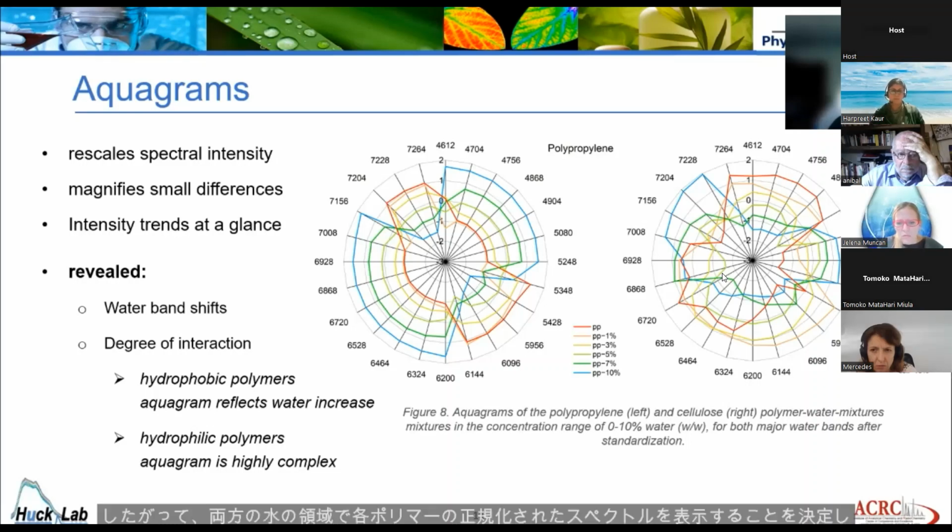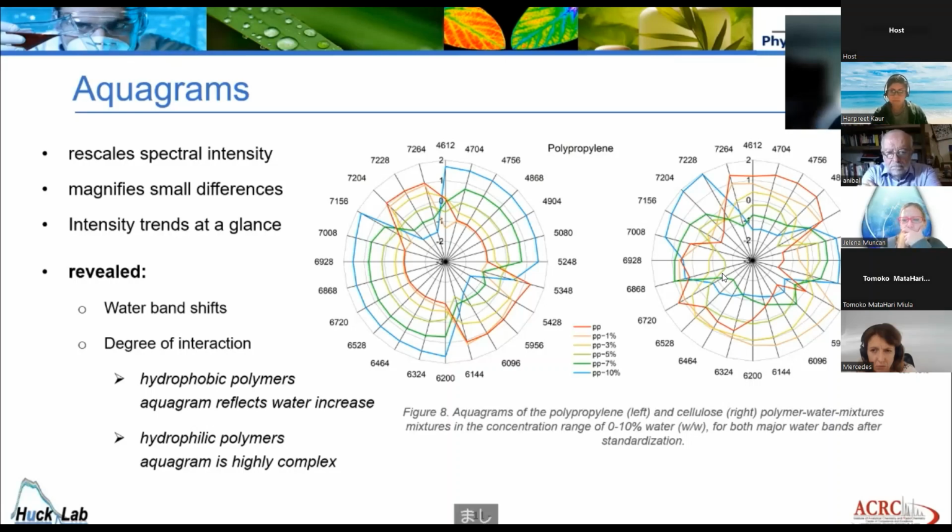Therefore, we decided to show the normalized spectra of each polymer in both water regions, and did not only display the overtone water band, but also the second major water band, the combination band. In general, aquagrams remain in agreement with the information revealed by the other methods used in the study. But they also revealed unique insights.